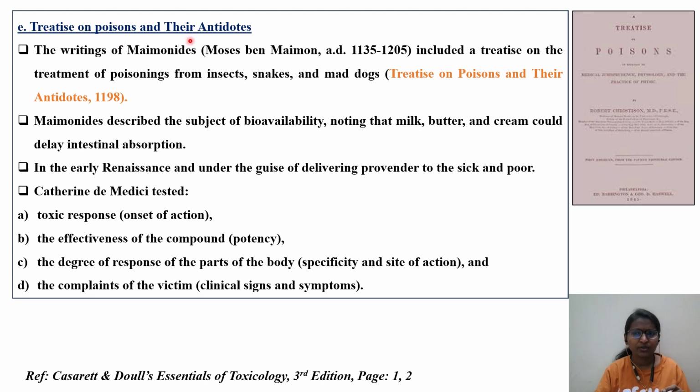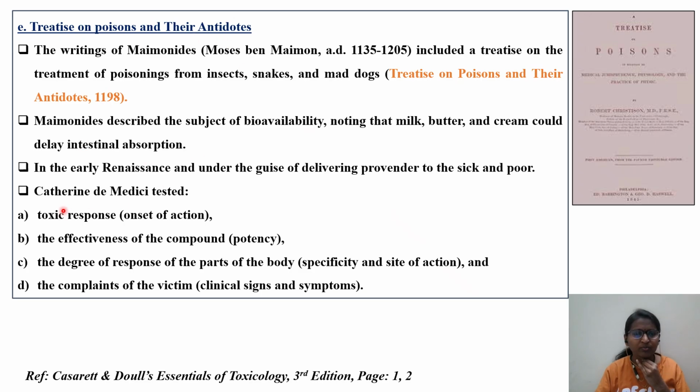The next we had was option E, related to the treatise on poisons and their antidotes. Maimonides is the person who proposed this. He included treatises on the treatment of poisonings from insects, snakes, as well as mad dogs. So whenever any insect bite, snake bite, or mad dog bite occurs, how to treat those was listed in this book. And this is the first time kinetics comes into the picture. If you see his subject of bioavailability, he noted that milk, butter, and cream could delay intestinal absorption. So the first link between food and poison interaction was introduced in this treatise.